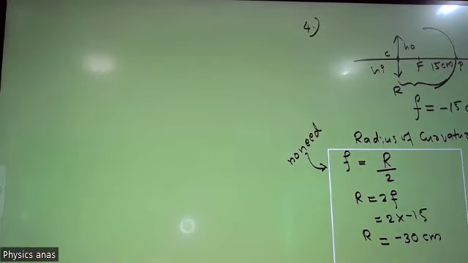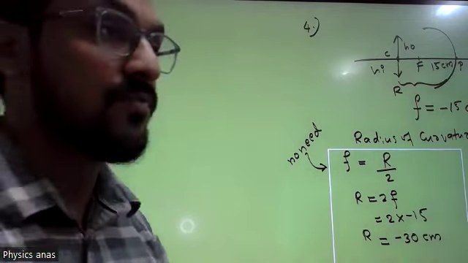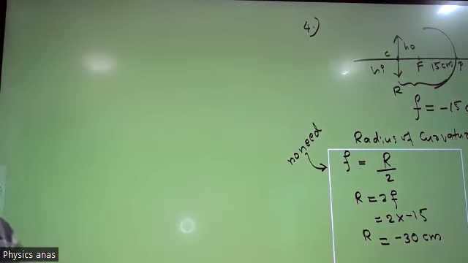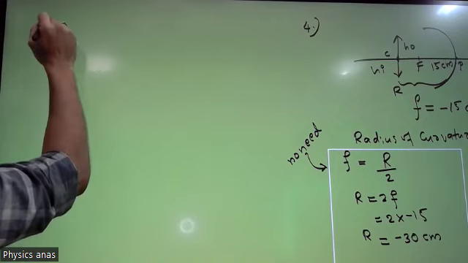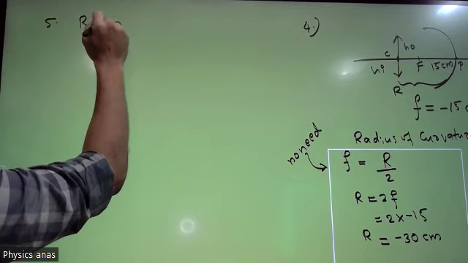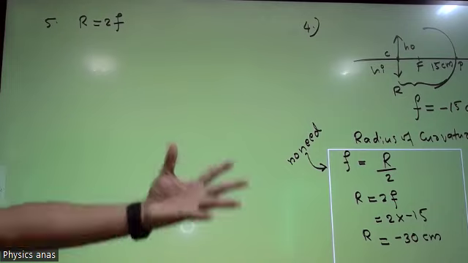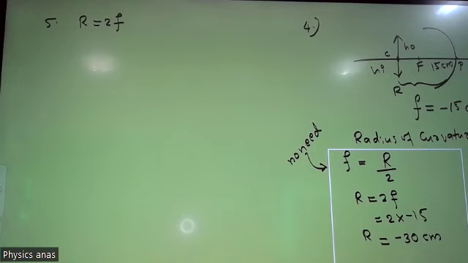What is the next question? Fifth question. We will only do 5 questions from this part, and we will move to the next part. Fifth question. The relation R is equal to 2F. What is R is equal to 2F? Radius of curvature will be twice of focal length. That is the meaning. Valid for concave mirrors but not for convex mirrors, or convex but not concave.